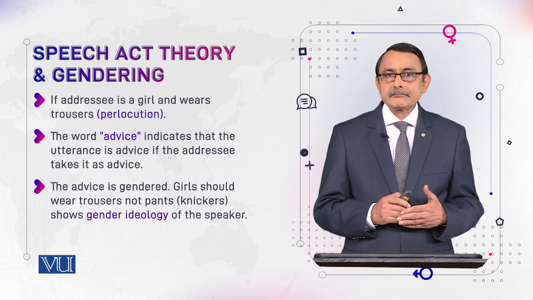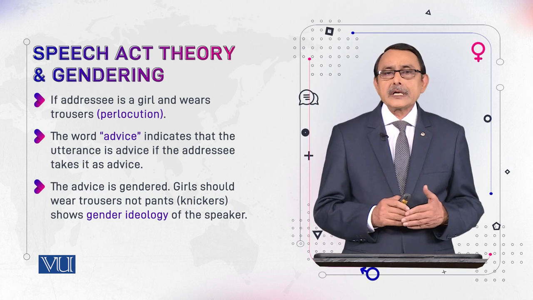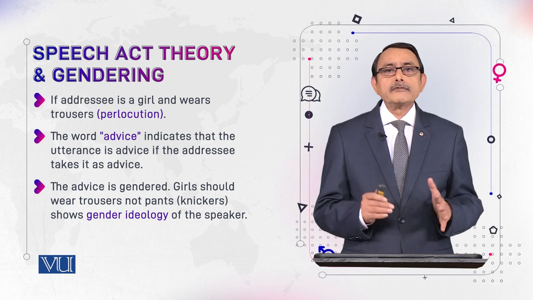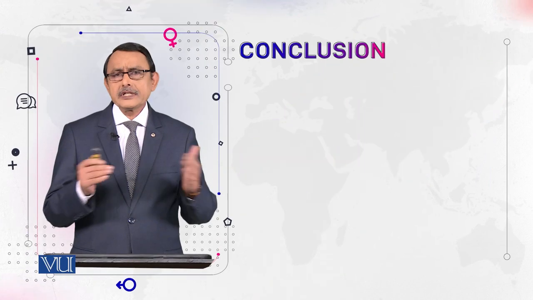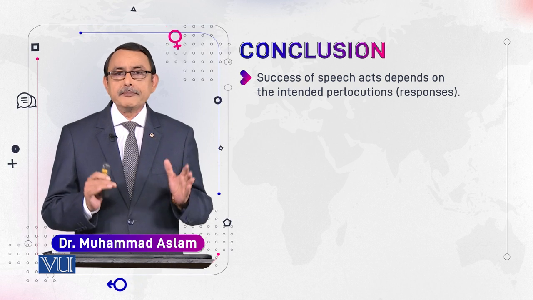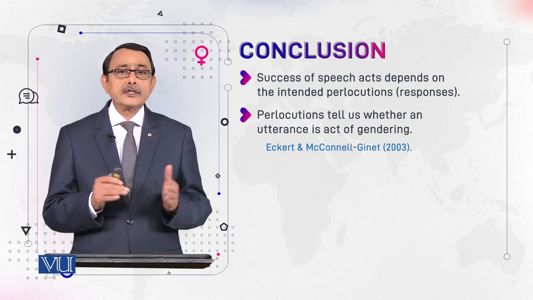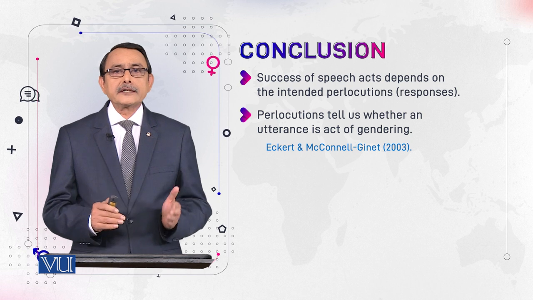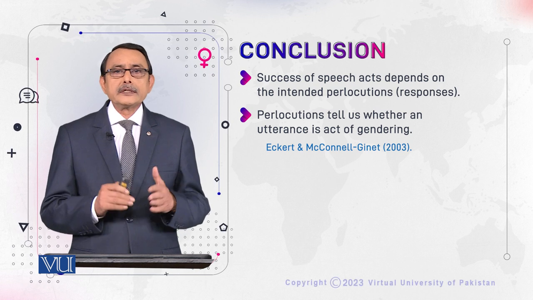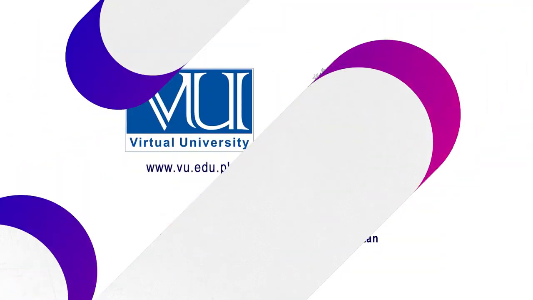How do we know that? Because in some cultures, parents and elders and teachers advise girls that you won't wear pants or knickers, you should wear trousers. So we conclude from this module that the success of speech acts depends on the intended perlocution. From perlocution, we can assess whether a speech act is performed or not. And from perlocutions, we also know whether our talk, our speech act, was gendered or not.